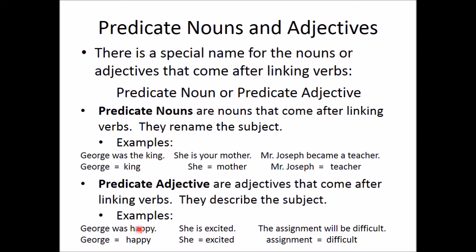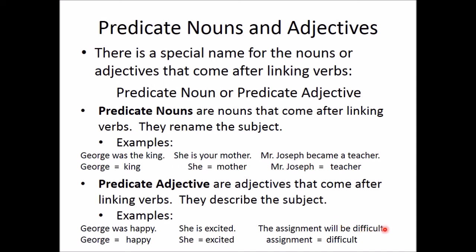Adjectives are describing words. They describe nouns, right? Happy is a describing word, and it is being linked to the subject George with the linking verb was, so happy is a predicate adjective. She's excited. Again, excited is an adjective. The word is a state of being word that is linking excited to she, and excited would be the predicate adjective.